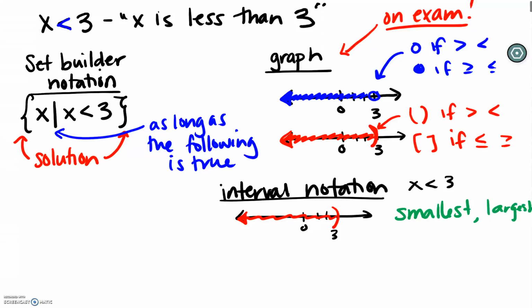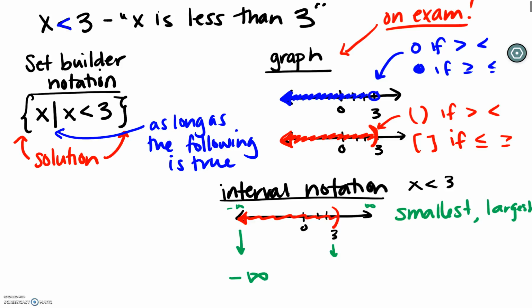And that's why the graph is very convenient, because you can actually see your smallest and your largest possible value. Now, in this case, there is no smallest value. We are going off forever and ever towards negative infinity. But you can just remember this is always negative infinity. The right arrow is always positive infinity.